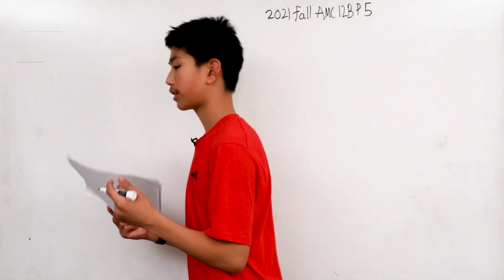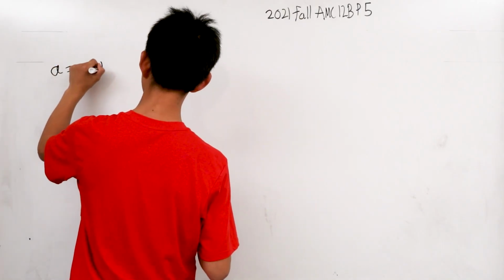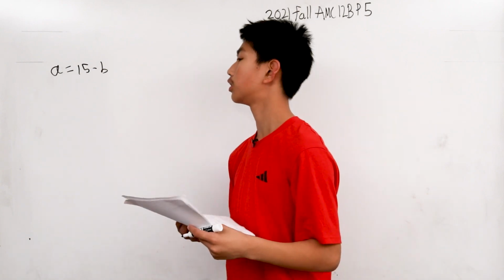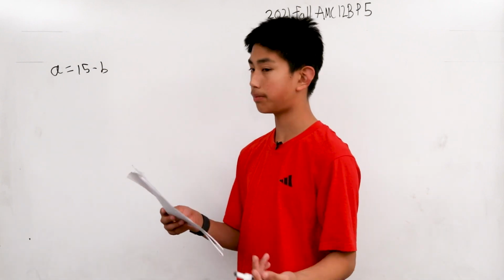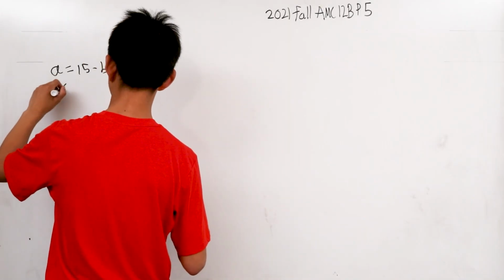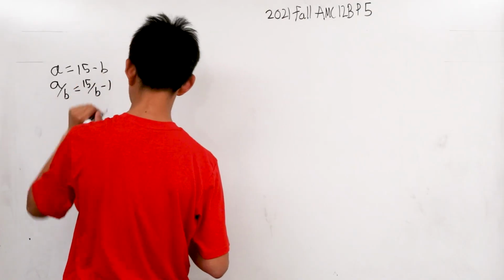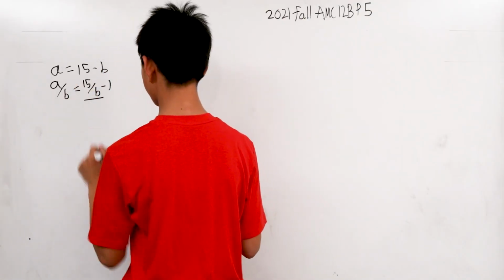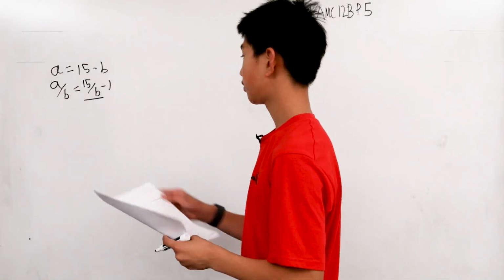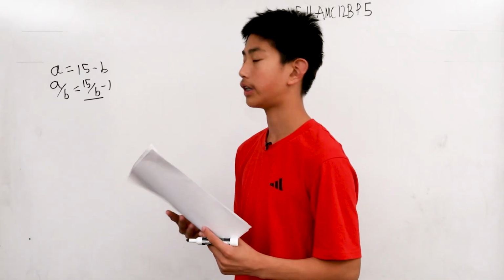So first we can say that a is equal to 15 minus b, since we know that the sum of the two integers a and b is 15. Then we can divide both sides by b to get a over b is 15 over b minus 1. And this 15 over b is what we really want to focus on, because this minus 1, we don't have to incorporate it into the number of numbers.